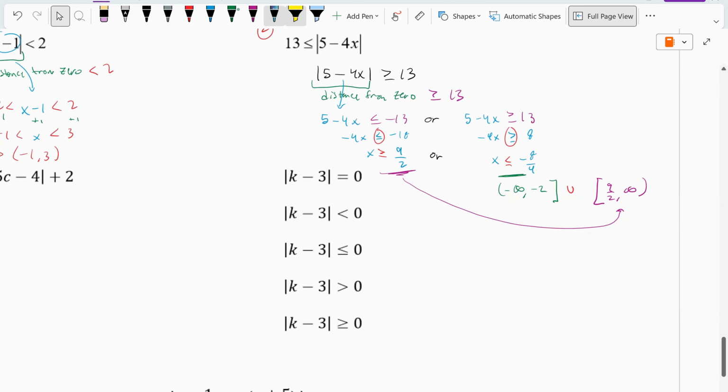Thank you. All right. Absolute value k minus 3. You did last night's homework. What was your answer to that? If it equals 0? Just the one solution, right? K equals 3. All right.